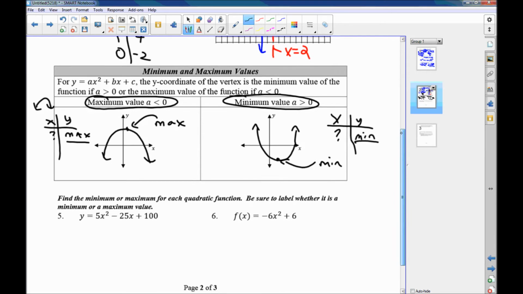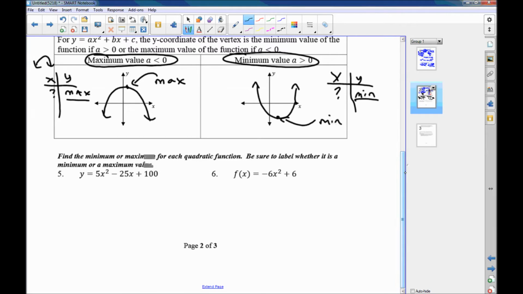We already know how to do that because that's going to be on our vertex. So all we're really looking for is the y coordinate of our vertex. And we know how to find the x, this is just the formula negative b over 2a, where our axis of symmetry is. So find the minimum or maximum for each quadratic function and be sure to label whether it's a minimum or maximum. So this is not new, it's just an extra step here.